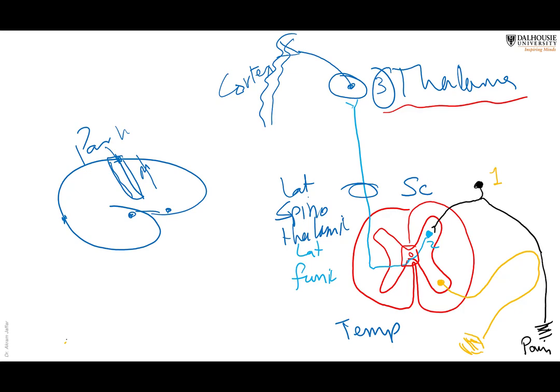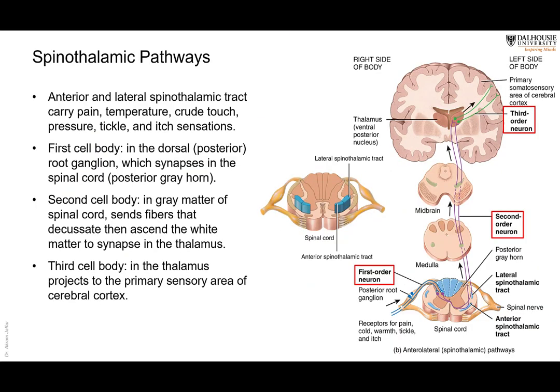So the first pathway for pain and temperature is called the spinothalamic pathway because the second order neurons are coming from the spinal cord to the thalamus, and then from the thalamus, you can see the third order neurons are located here and they project into the primary somatosensory area.